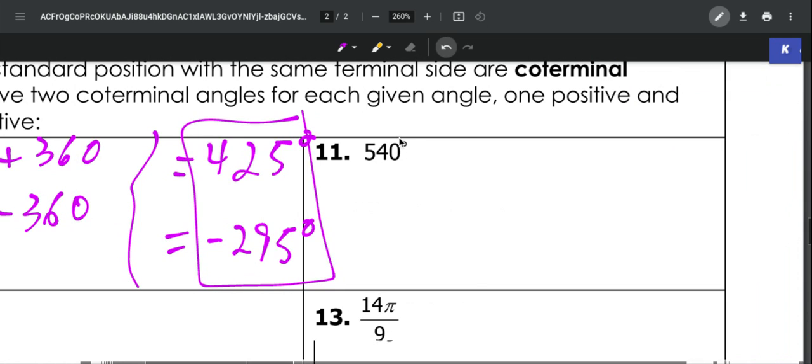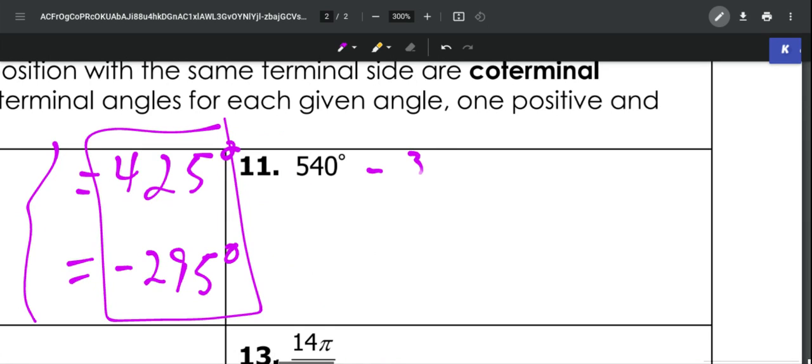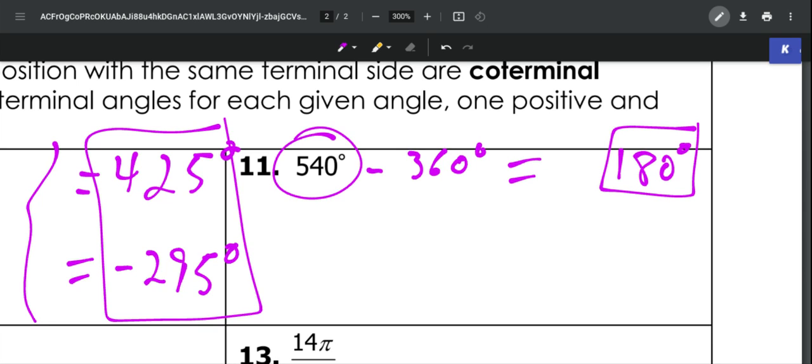Now, if the degrees that you begin with is more than 360, we've got to do something a little different here. So we've got to actually start off by subtracting. So we're going to say 540 minus 360. That's going to be our first coterminal angle, which would be 180 degrees. Now, instead of using this 540 and adding 360 to it, we're going to use this coterminal angle and subtract 360 from that.